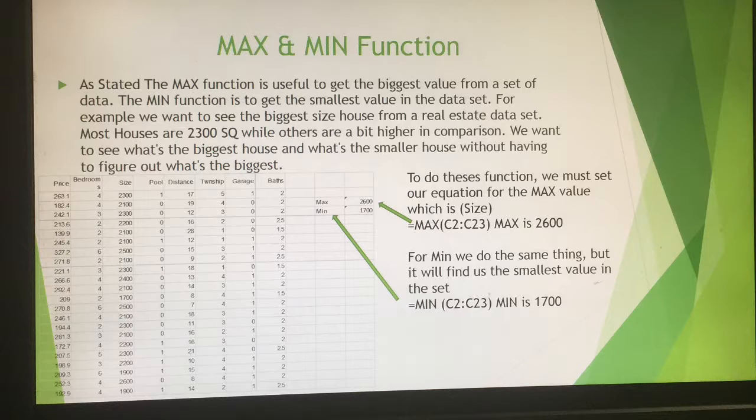For min, you'll do the same thing, but in this case, we want to find the smaller value. So we put min after the equal sign and open up our parentheses. We put C2, because that's what we're starting off with for the size, then the colon, and then C23, where we stopped, at 1900. We close the parentheses, and we find out that our min is 1700. So the smallest value, the min, is 1700, and the biggest value, the max, is 2600.